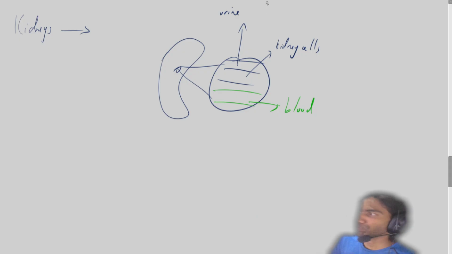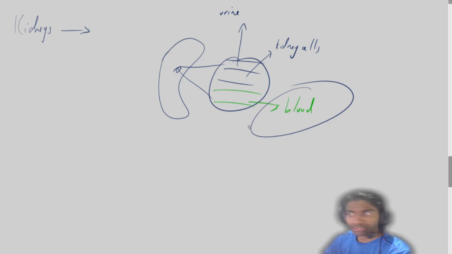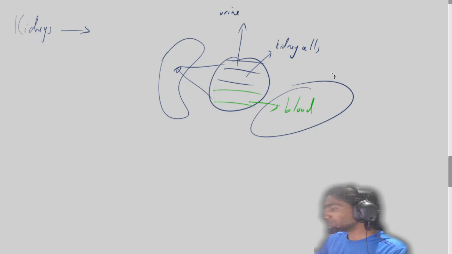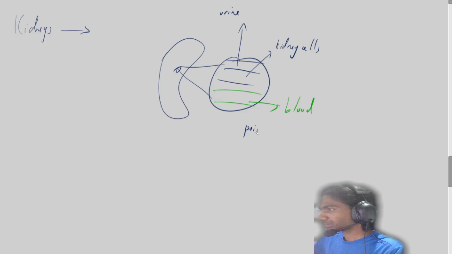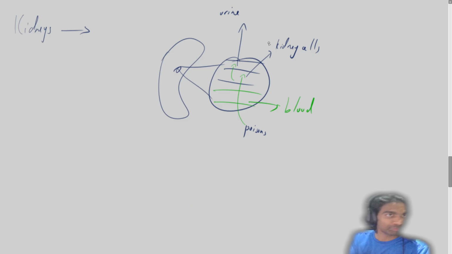Okay? What's going to happen here is if we have too many salts in the body, or if we have any toxins, let's say like a poison, the body is going to use active transport to move the poisons towards the kidney cells, and then from the kidney cells into the urine. Okay, that's typically how the body gets rid of poisons.